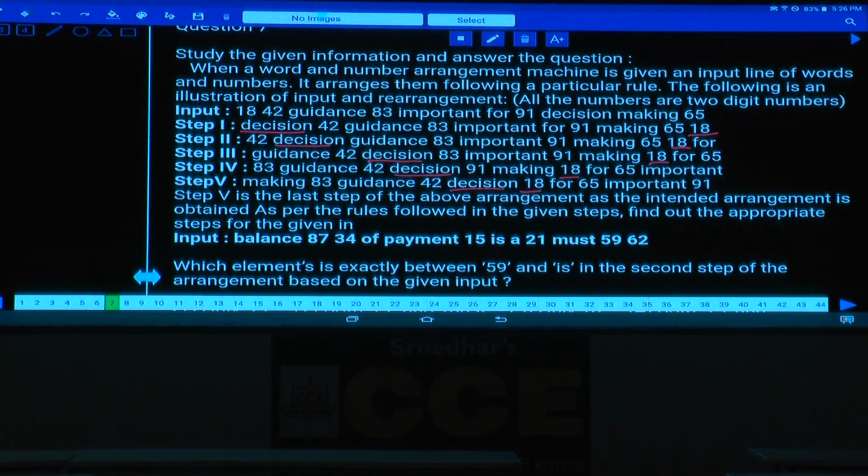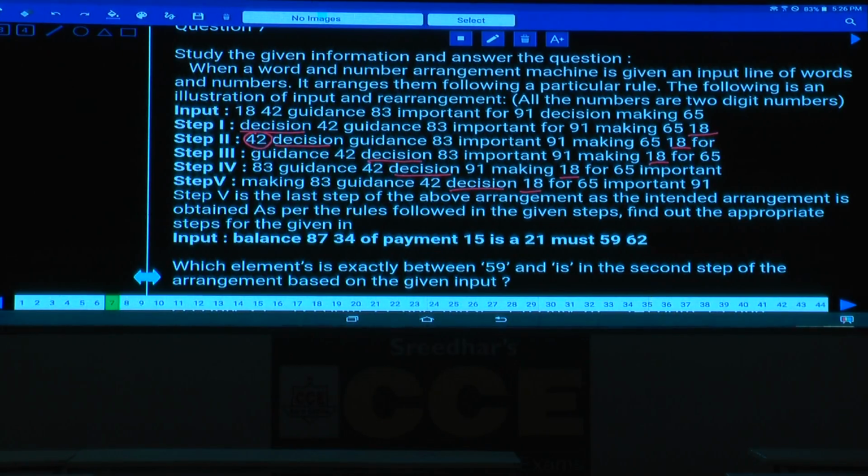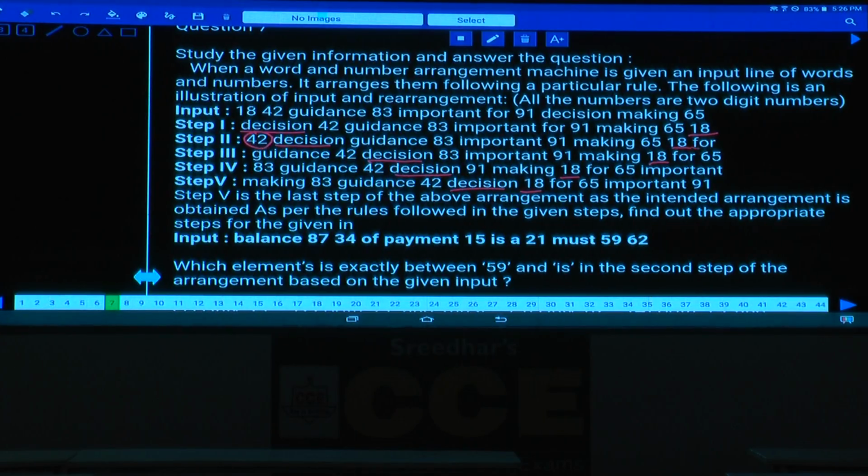Then after this one, in the second step, the next highest number to 18, what is that one? 42. Now 42 is arranged here. And the next word after decision is for, arranged at the last place. If you observe here, in the first step, word and number are arranged. Next one, number and word. And in the third step, again word and number. And in the fourth step, number and word and so on.